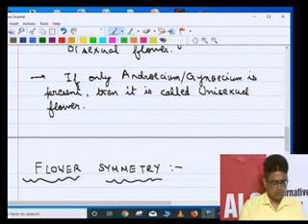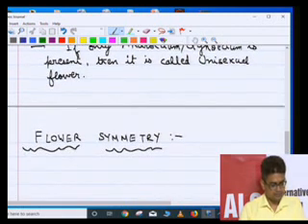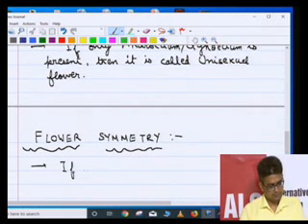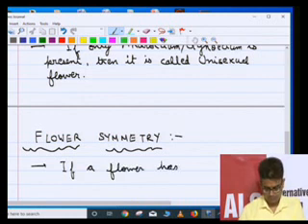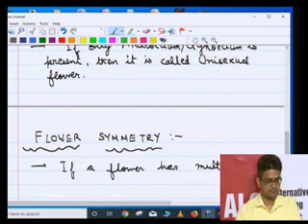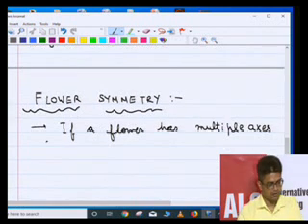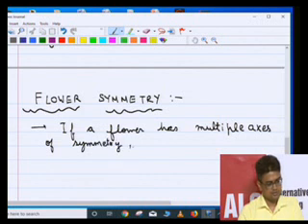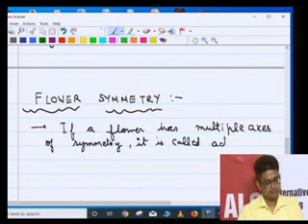Suppose a flower has multiple axes of symmetry, axis is singular and axes is plural. Then it is called actinomorphic.